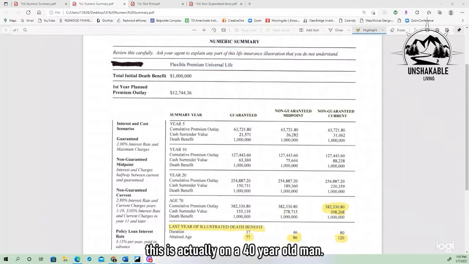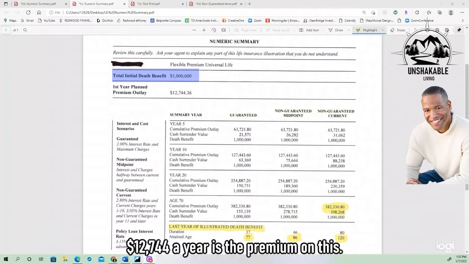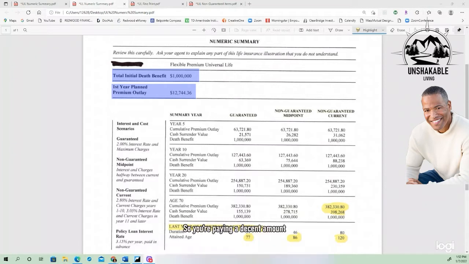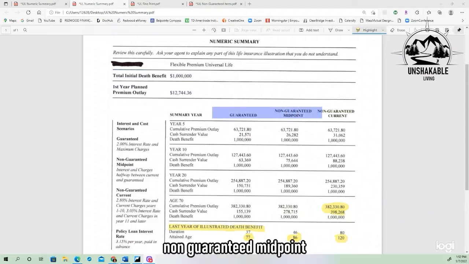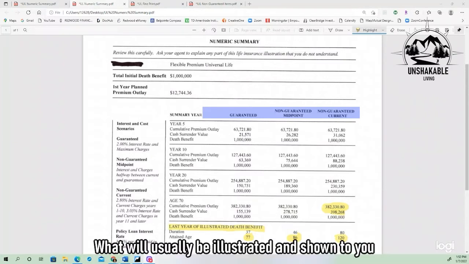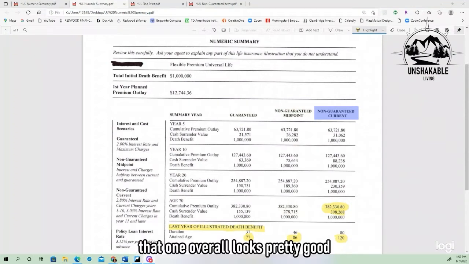If you take a look here, this is actually on a 40-year-old male, good health, $1 million of insurance, $12,744 a year is the premium on this. So you're paying a decent amount every year for this. On the numeric summary, there's guaranteed, non-guaranteed midpoint, and non-guaranteed current. What will usually be illustrated and shown to you is always this non-guaranteed current. That one overall looks pretty good.